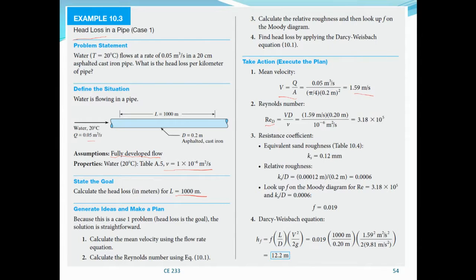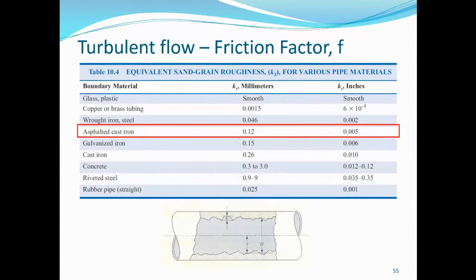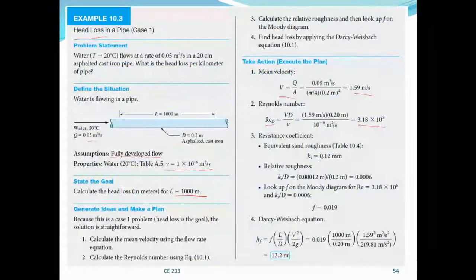From the velocity, we can find the Reynolds number. And from the table for asphalted cast iron, you can see the relative roughness is 0.12 in millimeters. So we can find the relative roughness. With these two, the Reynolds number and the relative roughness, we can go to the Moody diagram and find f.